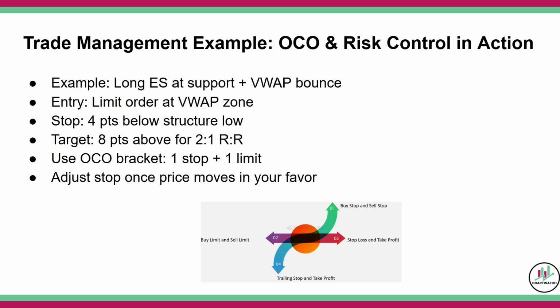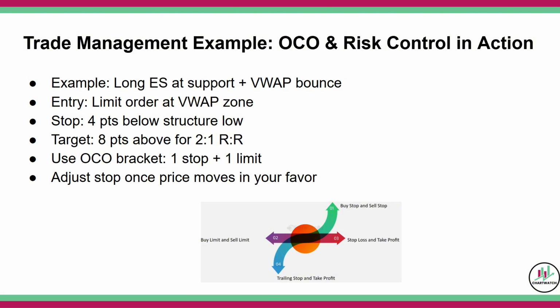My target in this case, well, I'm aiming for a retest of the session high. We'll say roughly about 8 points away. What this does is it gives me a 2-to-1 reward to risk ratio, meaning I'm risking 1 unit to make 2. Once I've decided the entry, stop, and target, I use an OCO bracket order. One order is my profit target, one is my stop loss, and whichever gets filled first cancels the other.